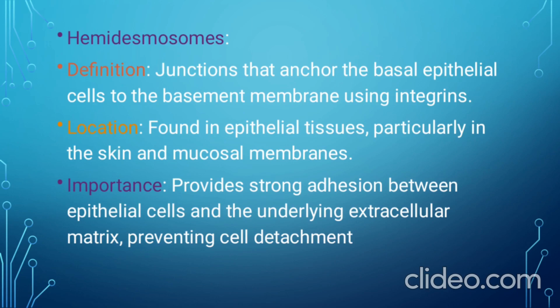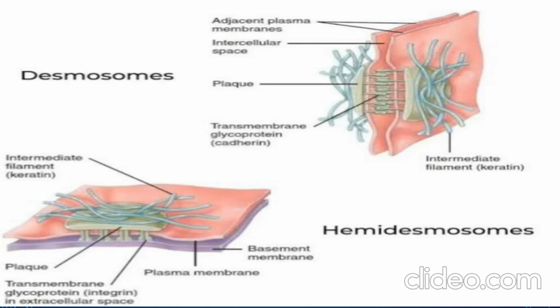Take note of that. The location of hemidesmosome is found in the epithelial tissue, particularly in the skin and mucosal membrane. The importance is that it provides strong adhesion between epithelial cells and the underlying extracellular matrix, preventing cell detachments. That's one of the reasons why you find them in mucosal membrane. You can see the image of the hemidesmosome here.